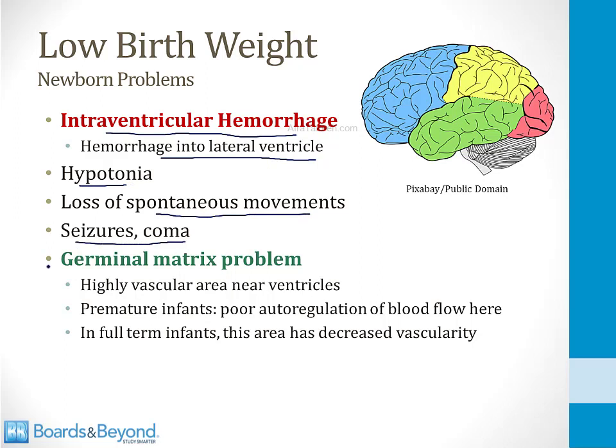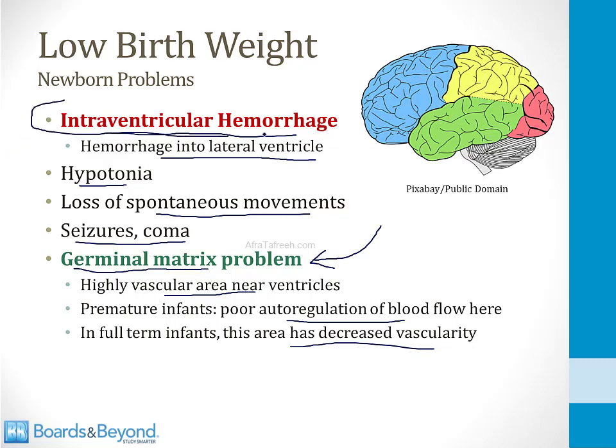And what you want to know about this disorder for step 1 is that it is a problem with the germinal matrix. This is a highly vascular area near the ventricles, and in premature or low birth weight infants, there's poor autoregulation of blood flow in this section of the brain. In full-term infants, this area has decreased vascularity, so therefore it's not at risk. So because the germinal matrix is underdeveloped in low birth weight and premature babies, they are at increased risk for this special type of CNS bleeding.